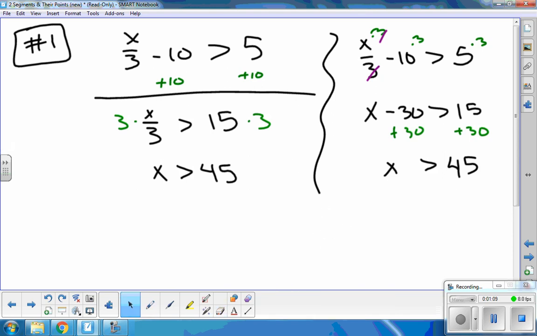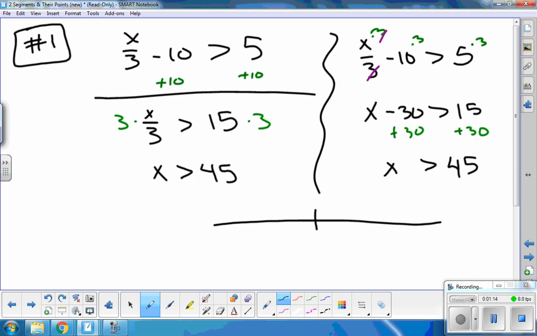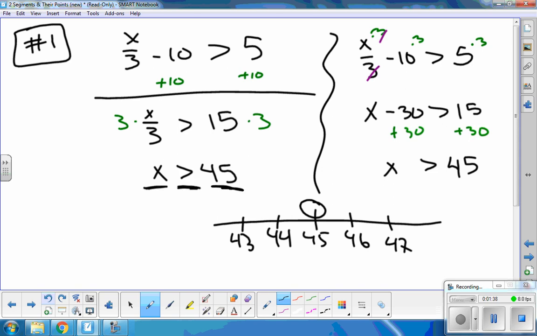If I were going to graph it, I would put a number line down, put 45 in the middle, do a couple to the right, a couple to the left. Because it's just a greater than, I'm going to do an open circle at 45, and because the solutions are bigger than 45, I would draw my line over there.